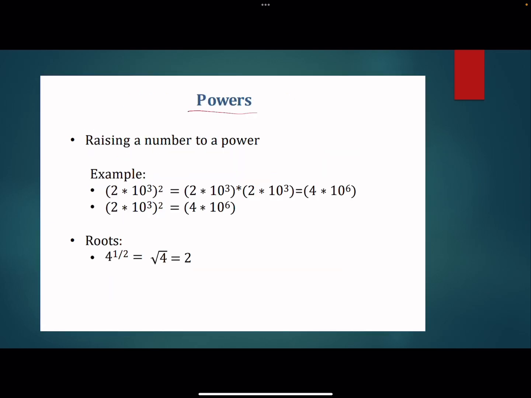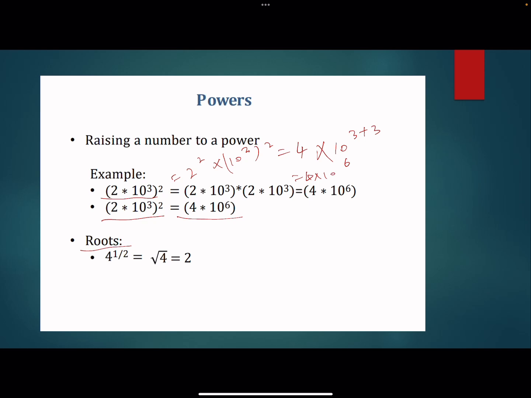For raising a number to a power, for example, 2 times 10 to the 3, all to the power 2. That will give us 2 squared times 10 to the 3 to the 2. That will give us 4 times 10 to the 3 times 2, so it's 4 times 10 to the 6. Same thing here, that's the same example. So that's the result that we get.